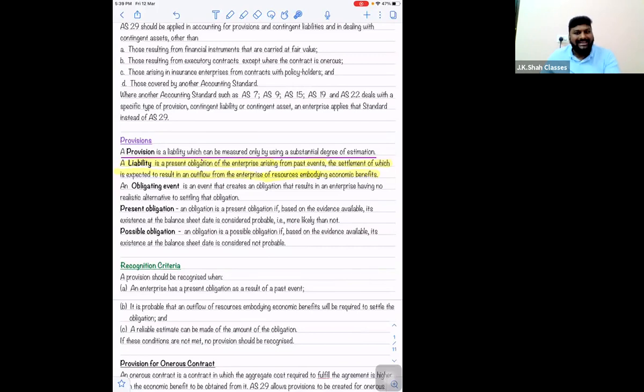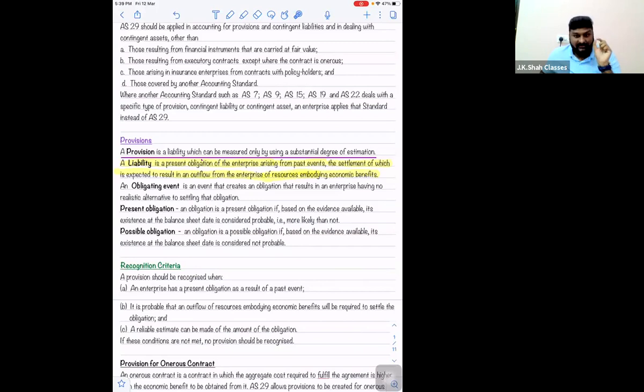So the small hairline differences between provision and contingency are what you know. Provisions are present obligations. Contingencies are possible obligations. That is point number one of the difference. Point number two.